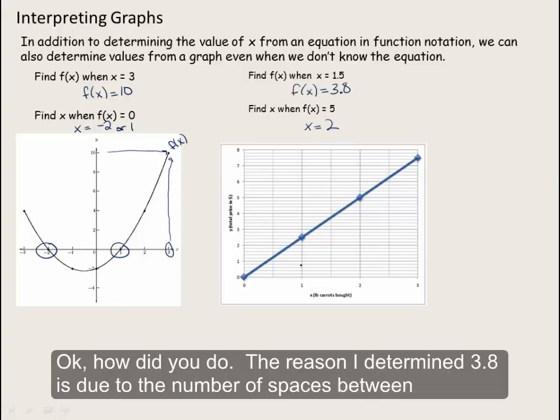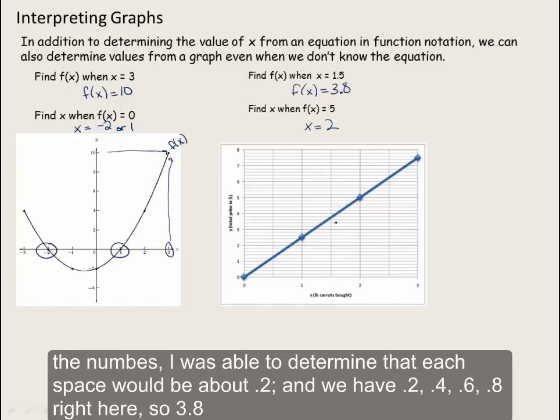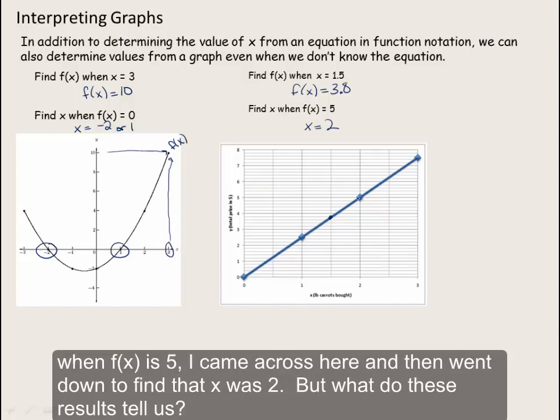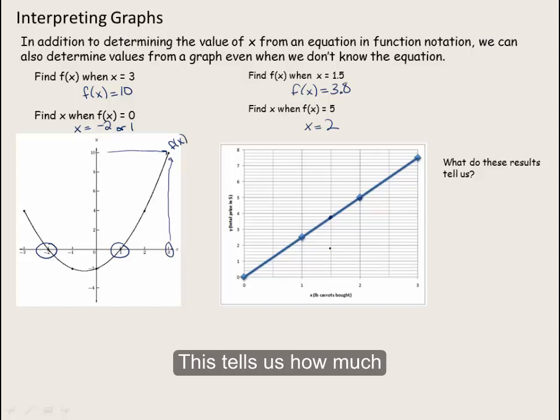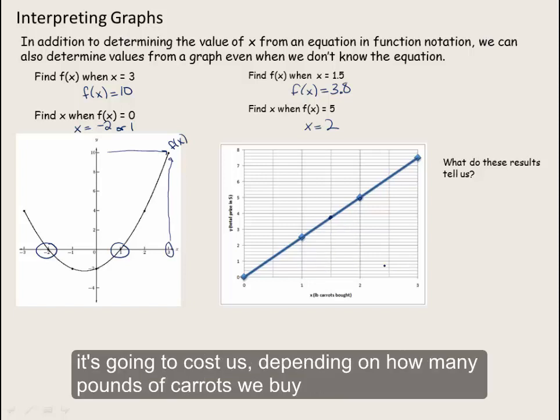Okay, how did you do? The reason I determined 3.8 is due to the number of spaces between the numbers. I was able to determine that each space would be about 0.2, and we have 0.2, 0.4, 0.6, 0.8 right here, so 3.8. When f of x is 5, I came across here and then went down to find that x was 2. But what do these results tell us? Well, right here we have total price, and down here we have pounds of carrots bought. This tells us how much it's going to cost us, depending on how many pounds of carrots we buy.